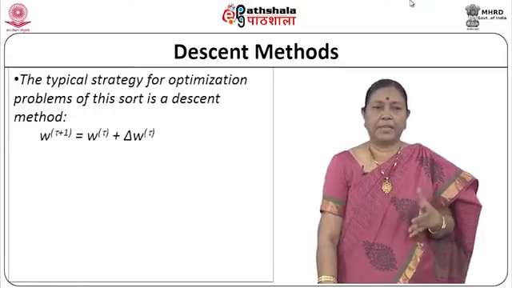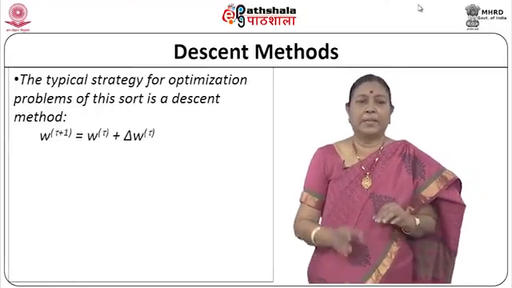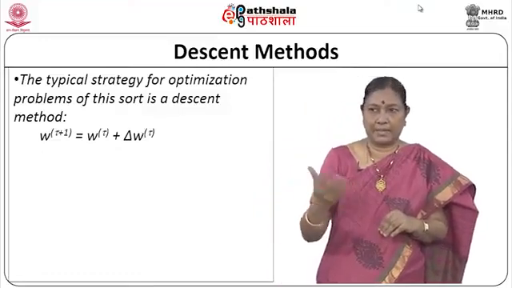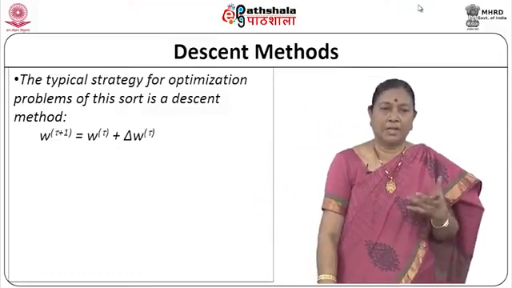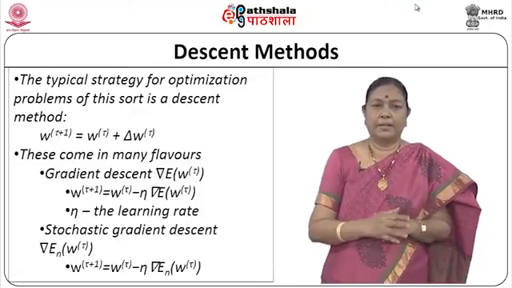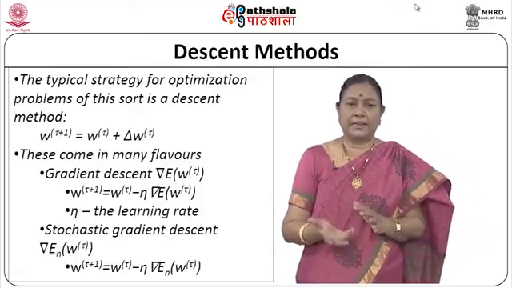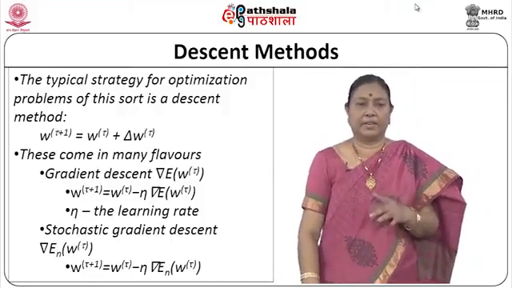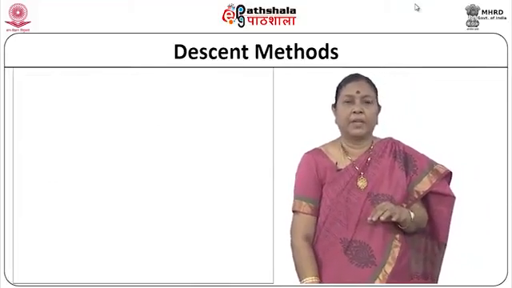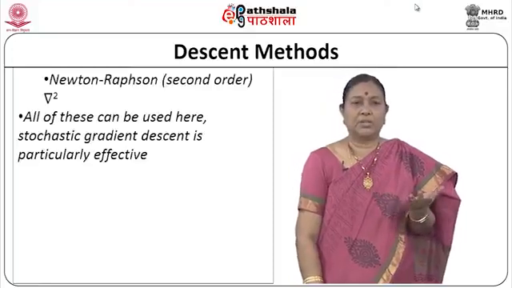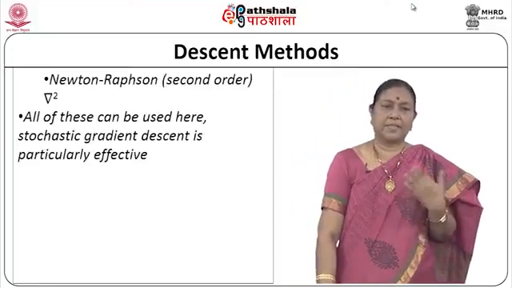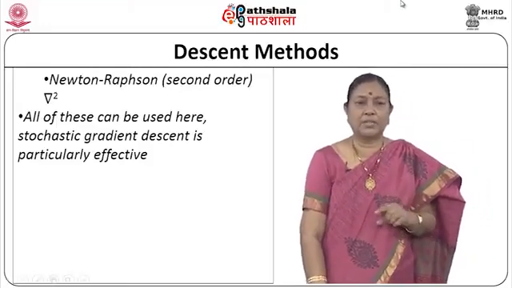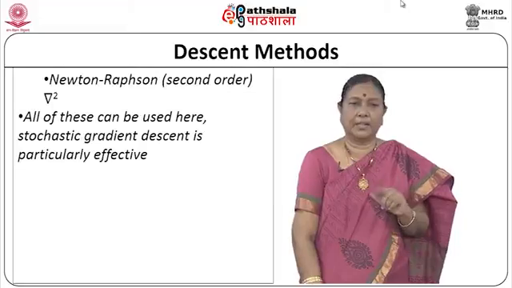So, there are different methods by which this can be done. The typical strategy for an optimization problem of this sort is a descent method, which we discussed with the geometric model given this way. These come in many flavors: gradient descent, which we will not go into the detail of, or stochastic gradient, it can be done in either way. You can also use the Newton-Raphson second order method, which we have done for the derivatives. All these can be used here. Stochastic gradient descent is particularly an effective one.